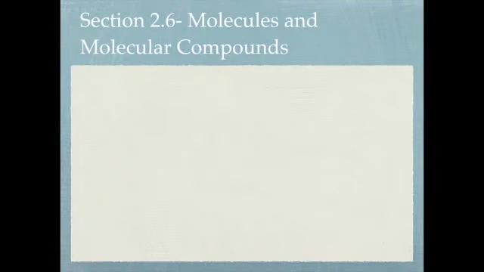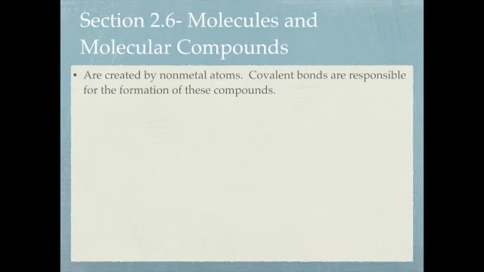The next thing that we're going to be talking about is molecular compounds. Molecular compounds are created by having 2 nonmetals bind together. The way that they're bound together is through a covalent bond, and a covalent bond results from the sharing of electrons, which we'll look at a little bit later on.